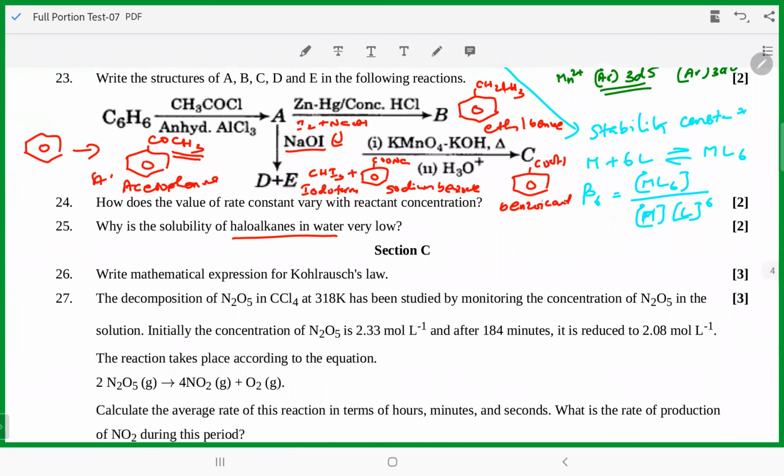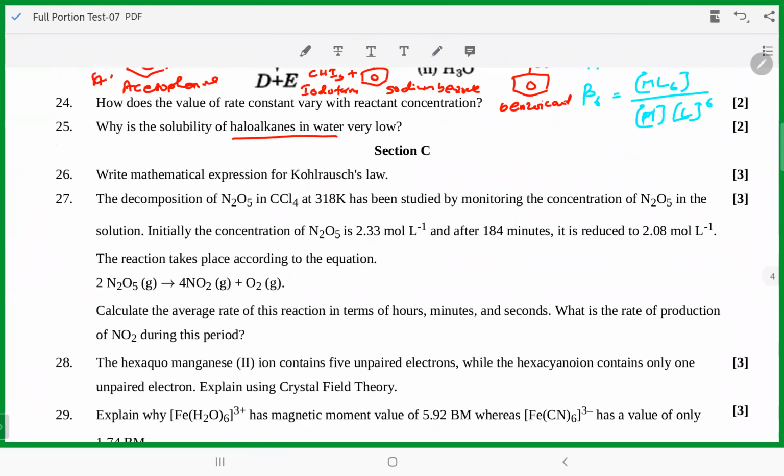Write a mathematical expression for Kohlrausch's law. So at infinite dilution of the weak electrolyte, you can calculate it from the strong electrolyte. So you can write M plus the cation and then n number of alpha power infinite dilution of the cation. So this will give alpha of M.